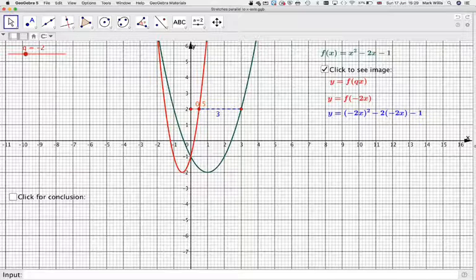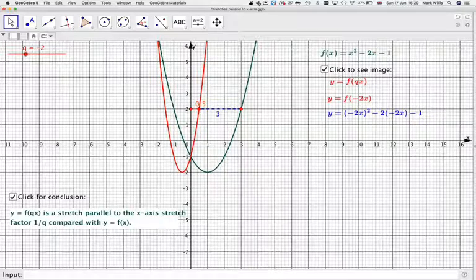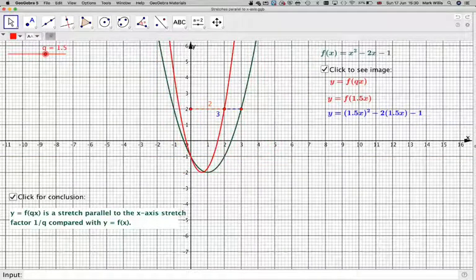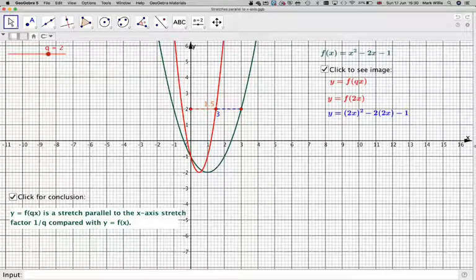So the conclusion for this one is that y = f(qx) is a stretch parallel to the x-axis, stretch factor 1/q, compared with y = f(x). So if we put this back to just 2, for example, then we can say the stretch factor here is going to be a half.